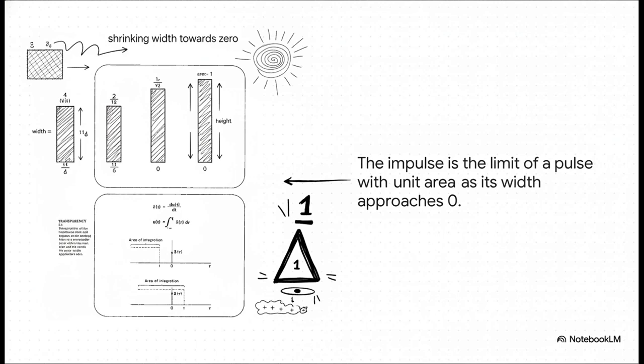So how on earth do you even begin to visualize something with infinite height and zero width? Well, this slide gives us a great way to think about it. Imagine a rectangle. Let's say its width is delta and its height is 1 over delta. Its area is always going to be 1, right? No matter what delta is. Okay, now, in your mind, just start shrinking that width, delta, closer and closer to 0. To keep that area at 1, the height has to shoot up towards infinity. And the limit of that process, that infinitely tall, infinitely skinny rectangle, that's our guy. That's the continuous unit impulse.